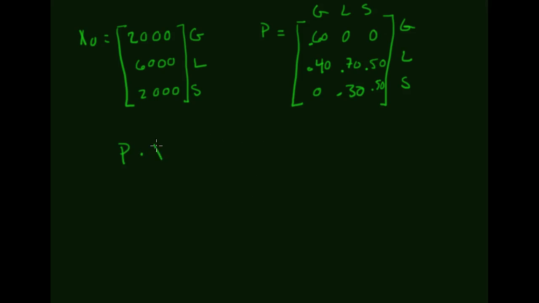So after we introduce the catalyst, we should go P times X null, which again you can MATLAB, and you should end up with 1200, 6000, and 2800. So we're moving approximately 800 molecules ultimately from gas to solid through liquid. All right, so this is the end game here with gas, liquid, and solid. So there you go. That's number 2.